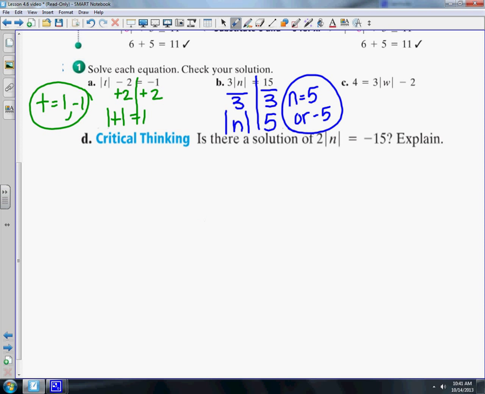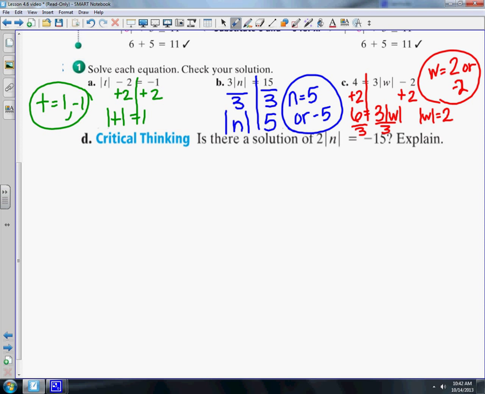And then lastly, I have this one. I'm going to add 2 to both sides. So then 6 equals 3 times the absolute value of w. Divide by 3. So the absolute value of w equals 2, which means w is 2 or negative 2.